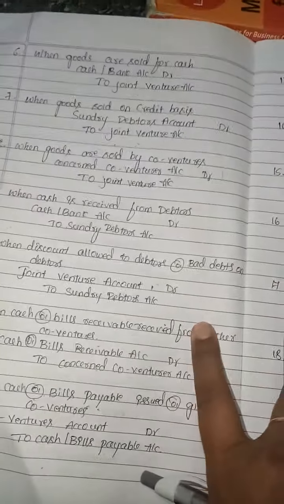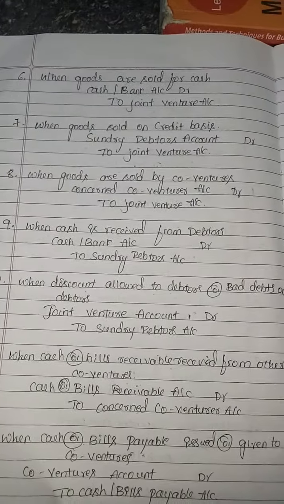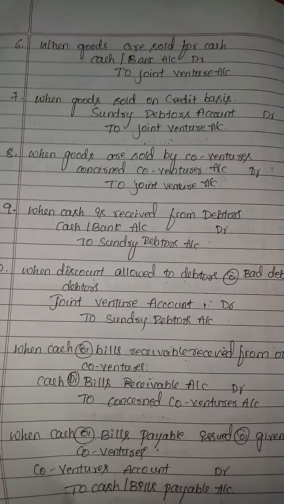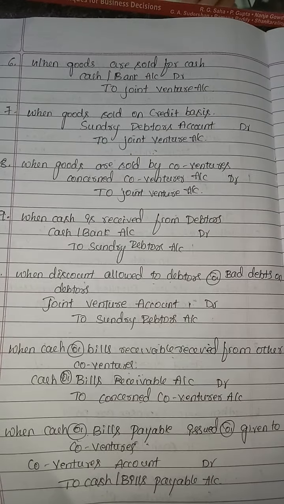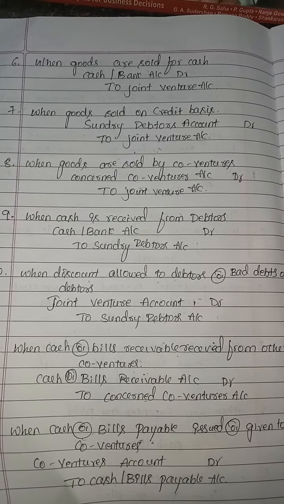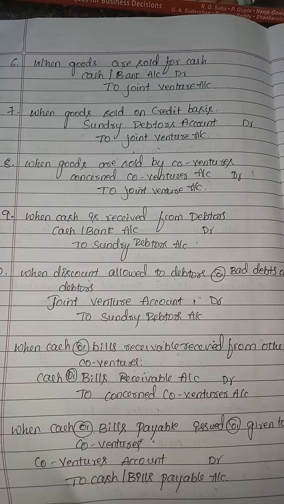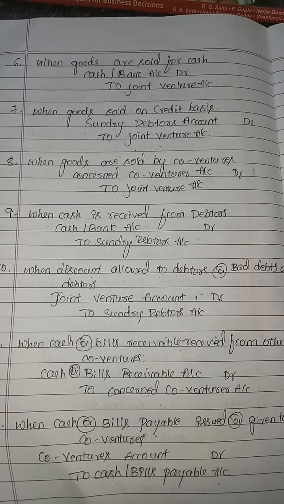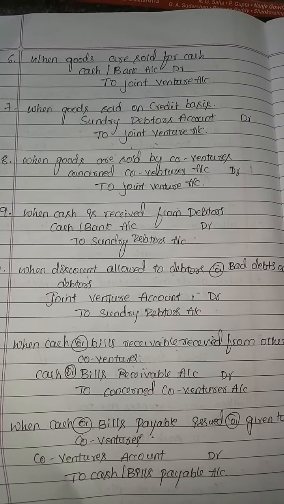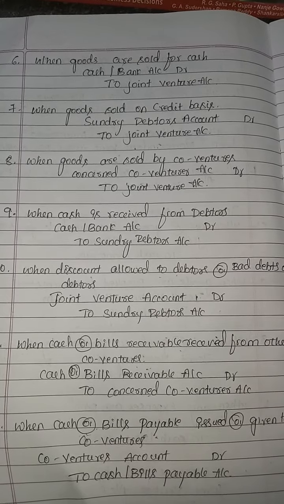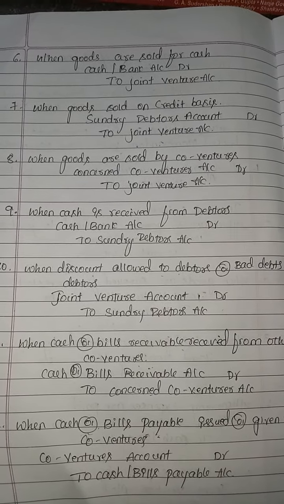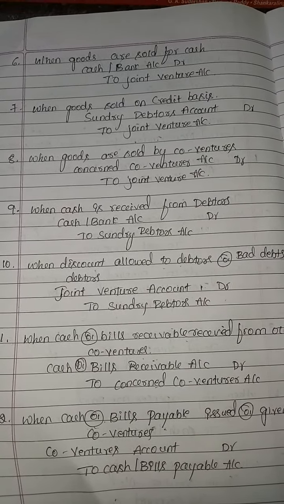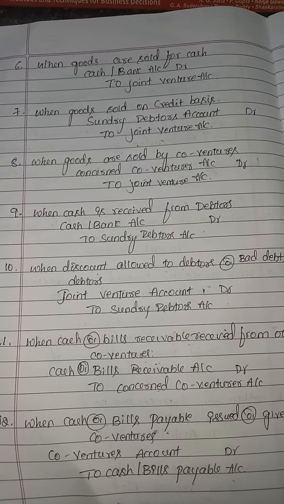In the next situation, when goods are sold for cash, if any goods or material are sold on cash basis in the venture activity, the entry will be cash or bank account debit to joint venture account. In the next one, when goods are sold on credit basis, the entry will be sundry debtors account debit to joint venture account. The next one, if any goods are sold by co-ventures, whether on cash or credit basis, will be taken from the above situation.